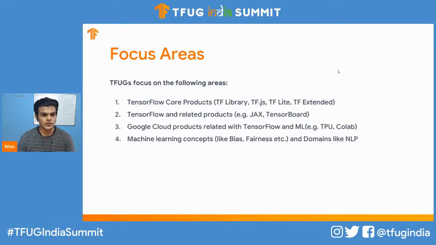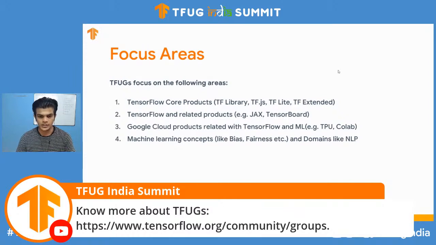So what does the TensorFlow user group focus on? We focus on machine learning and TensorFlow in general. As we know, TensorFlow is no longer just a library. It was released as a library back in 2015, and now it has grown into a full-blown ecosystem. TFUG focuses on spreading knowledge about TensorFlow core products like the core library, TF.js, TF Lite, and TF Extended. We also discuss TensorBoard and other plugins and support systems TensorFlow has to offer, and Google Cloud products related to TensorFlow and ML like Edge TPUs, Google TPUs, and Colab. And also machine learning concepts in general like privacy, bias, fairness, and NLP.